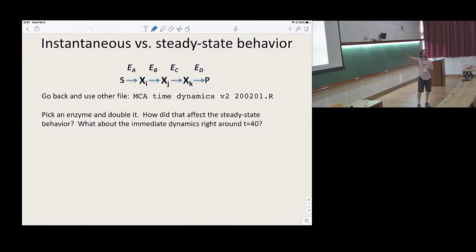And so you can go ahead and do this if you want to yourself. I'm just going to flip to the next slide where I've already done so. But you can play around with changing things and ask what else changed. In version 2 of the MCA time dynamics, I've got a couple extra plots that I think are useful, and so we're going to look at those right now.